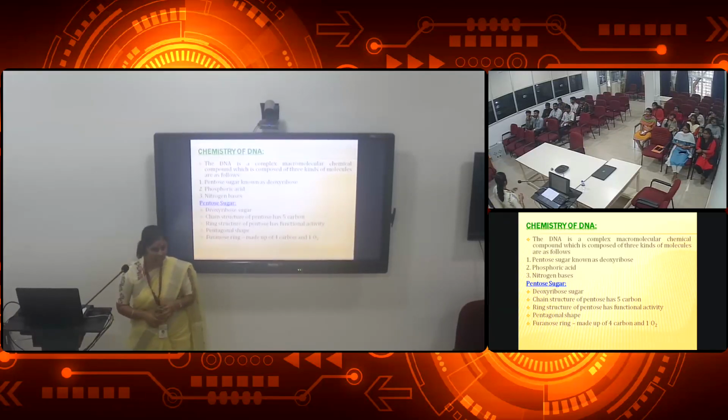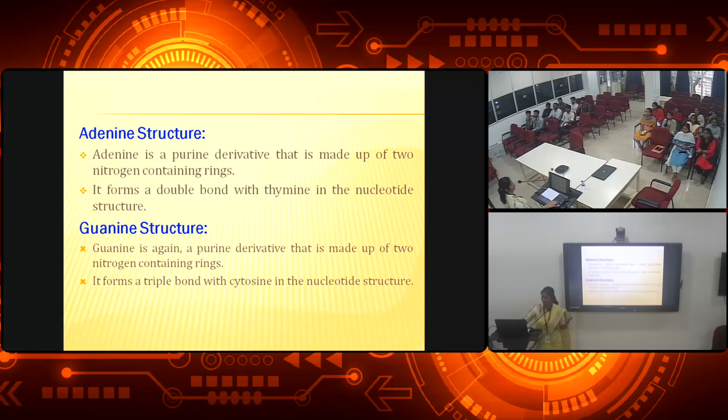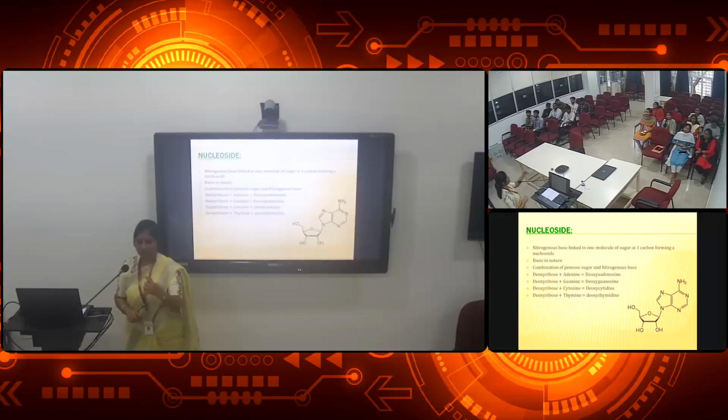Understand? Any doubt in this topic? No. So these are the structures of the DNA. In this we know about two important topics: nucleoside and nucleotide. Here we want to know the difference between nucleoside and nucleotide.